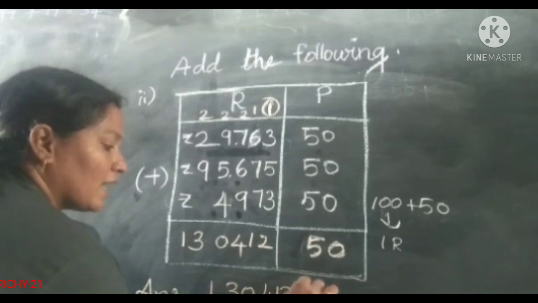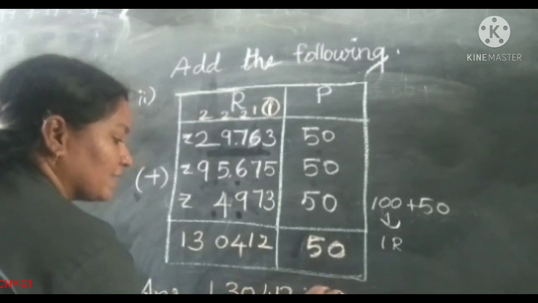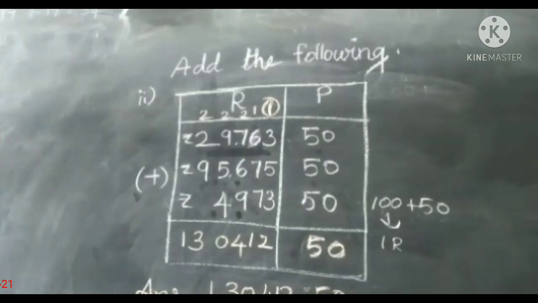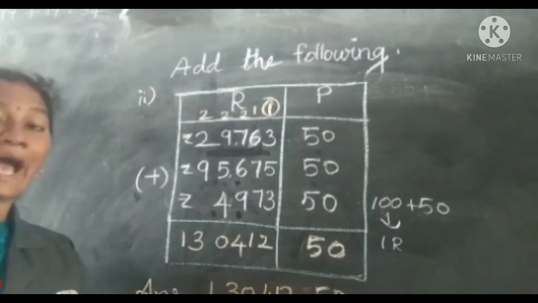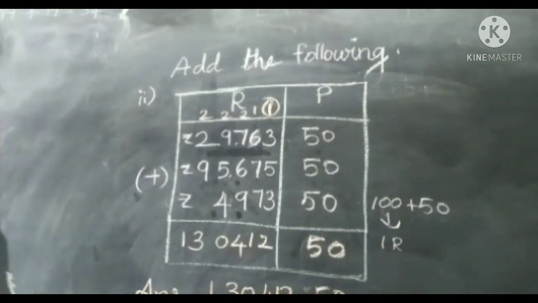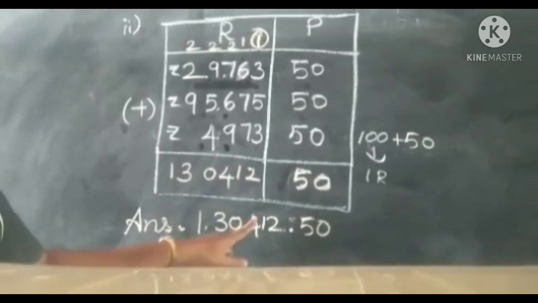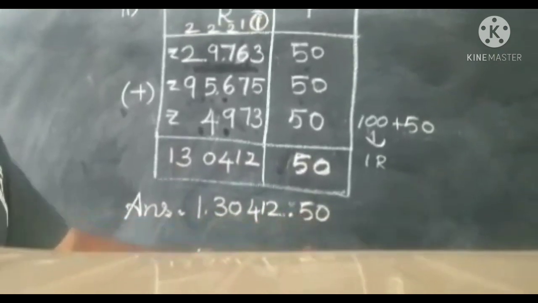Okay, clear? So the final answer is 1,30,412 rupees and 50 paise. Clear? So 1,30,412 rupees and 50 paise is the final answer. Got it?